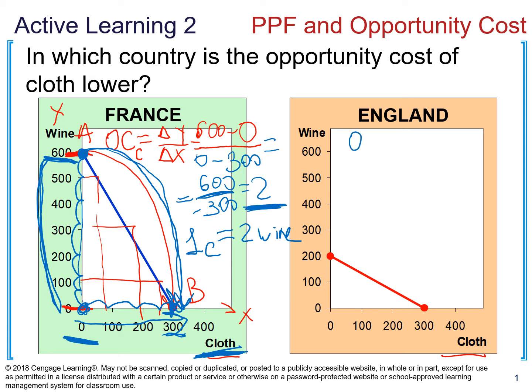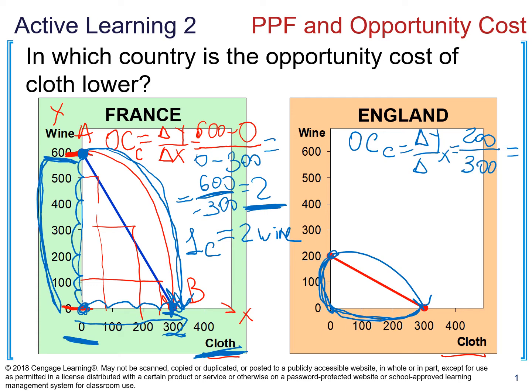Really quick, opportunity cost of cloth in England, remember, it's delta Y divided by delta X. We're moving from this point to this point, isn't it? What is going to be our delta Y? Delta Y is going to be exactly equal to 100. What is going to be our delta X? It's going to be exactly 300. Therefore, the opportunity cost of cloth in England is going to be 2/3. So the question that we need to answer: in which country is the opportunity cost of cloth lower? The opportunity cost of cloth is lower in England.